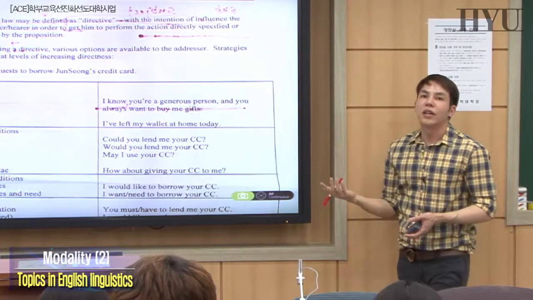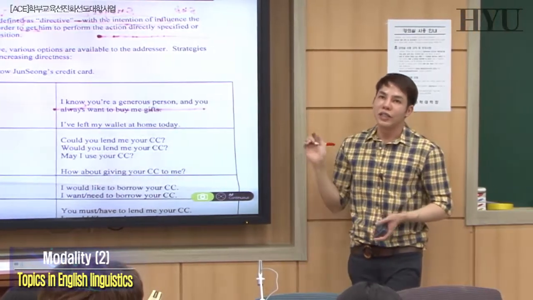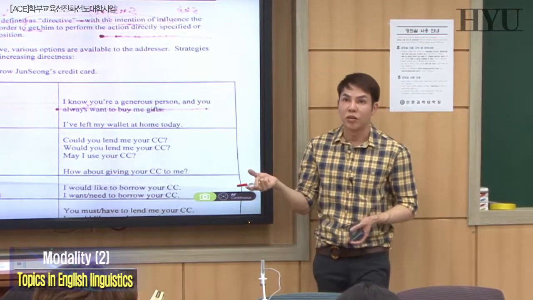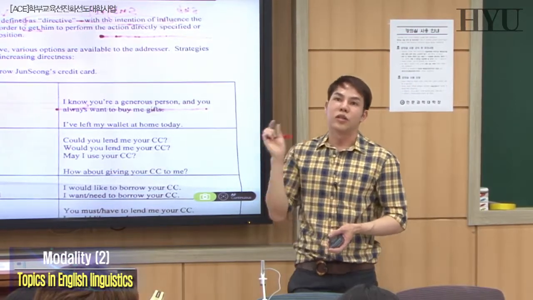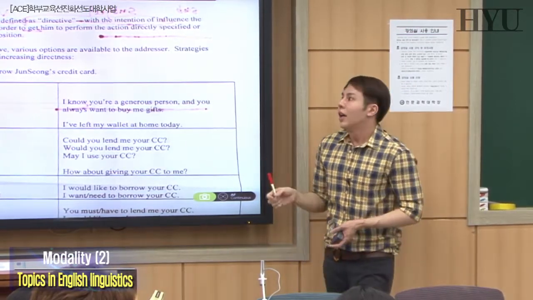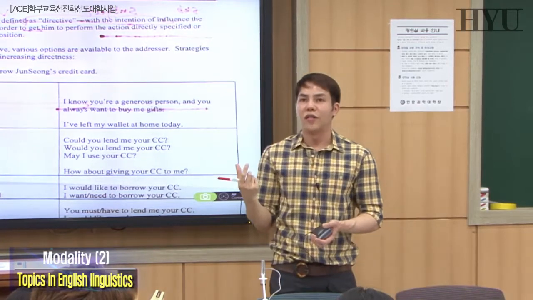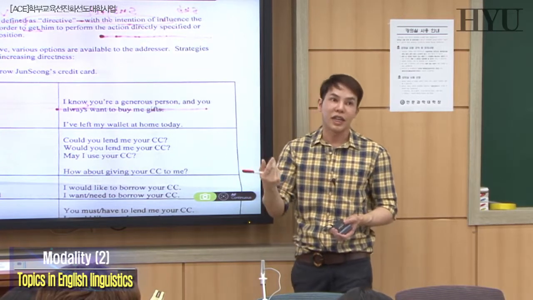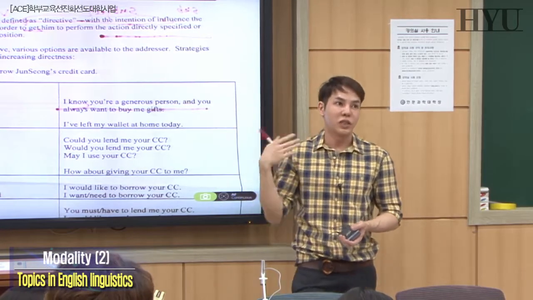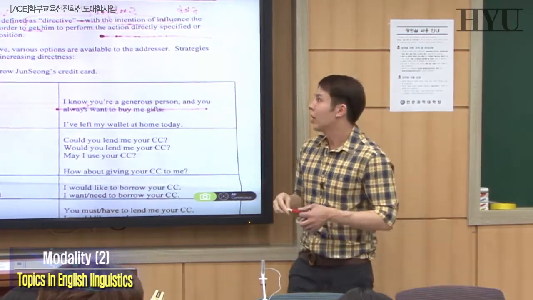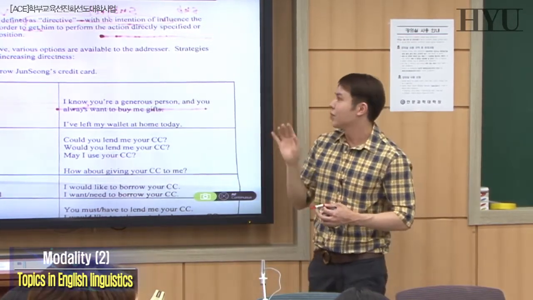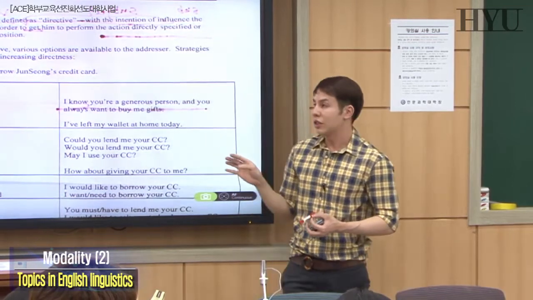Since legal language, or since law intends to control the behavior of people, right? Laws tend to control the behavior of people, right? They have to use a lot of modality, especially deontic modality, right? Because deontic has to do with obligation, has to do with permission, and so on, right? So you'll find a lot of deontic modality in legal language, okay?